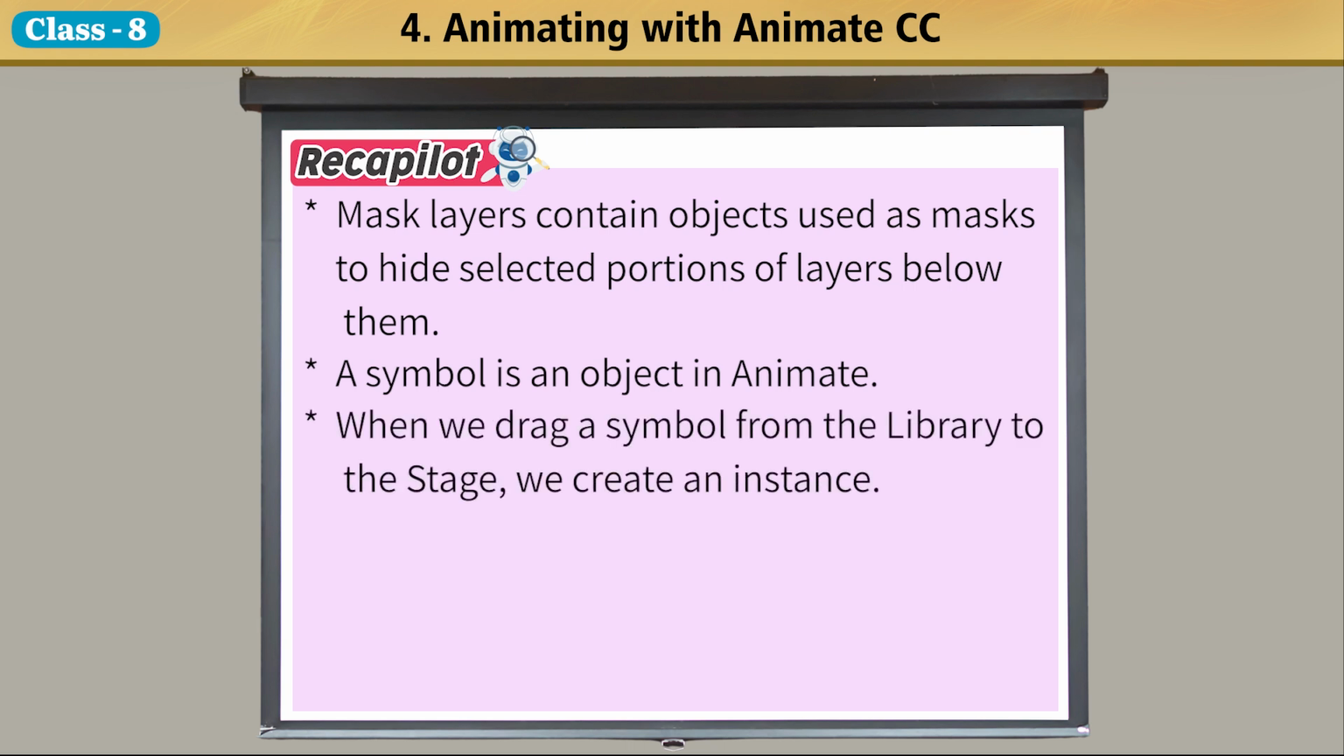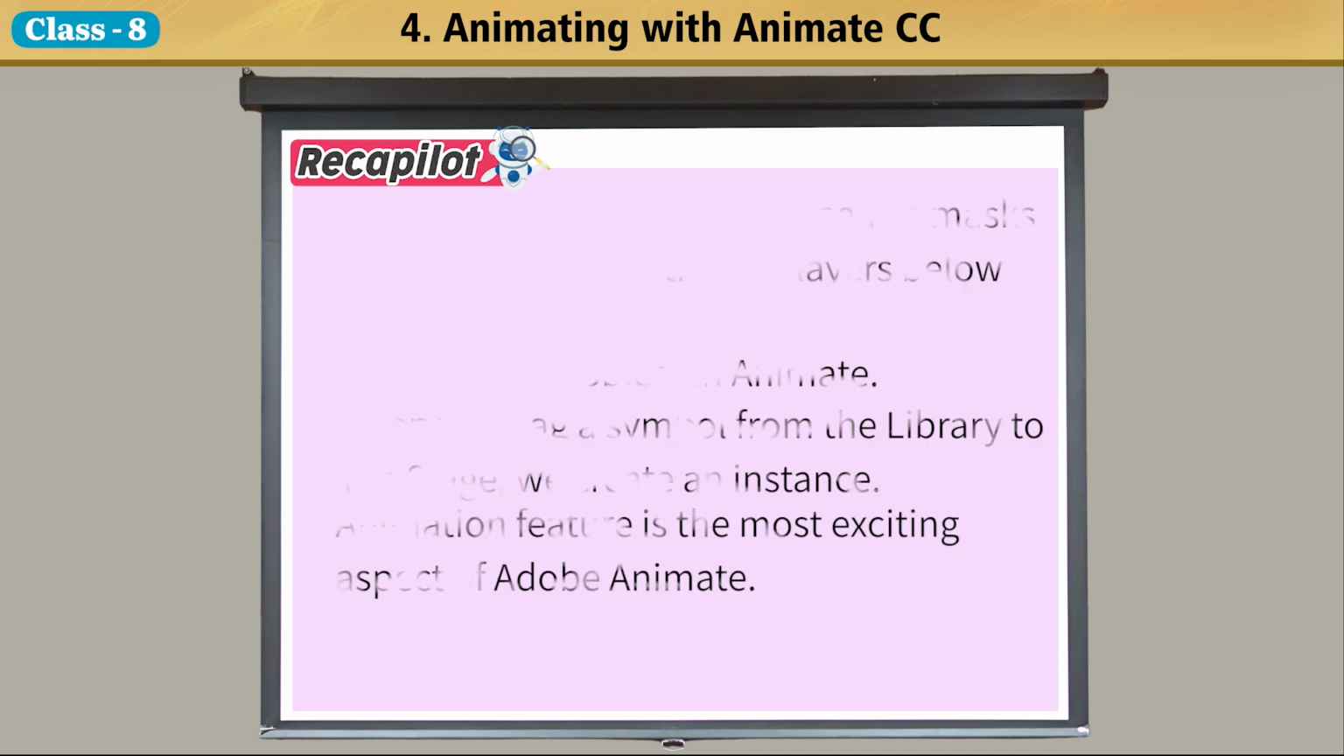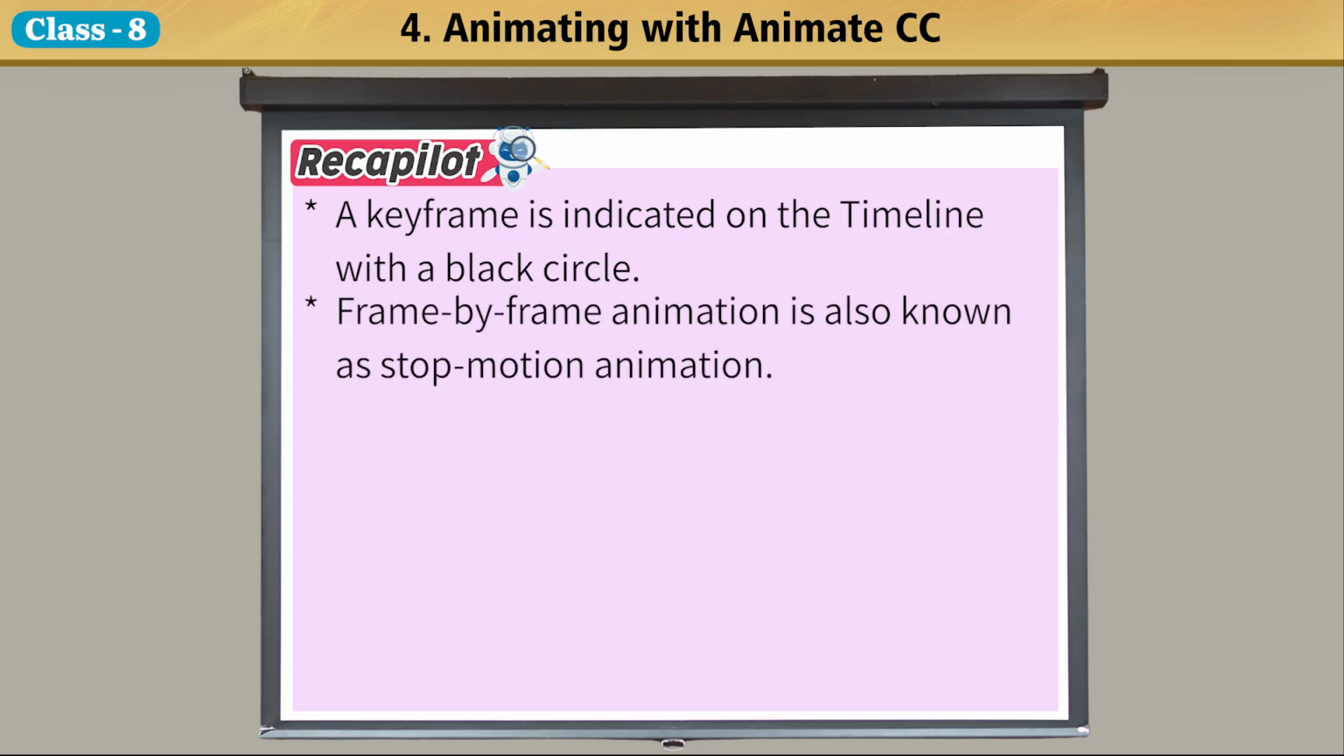When we drag a symbol from the library to the stage, we create an instance. Animation feature is the most exciting aspect of Adobe Animate. A keyframe is indicated on the timeline with a black circle. Frame-by-frame animation is also known as stop-motion animation.